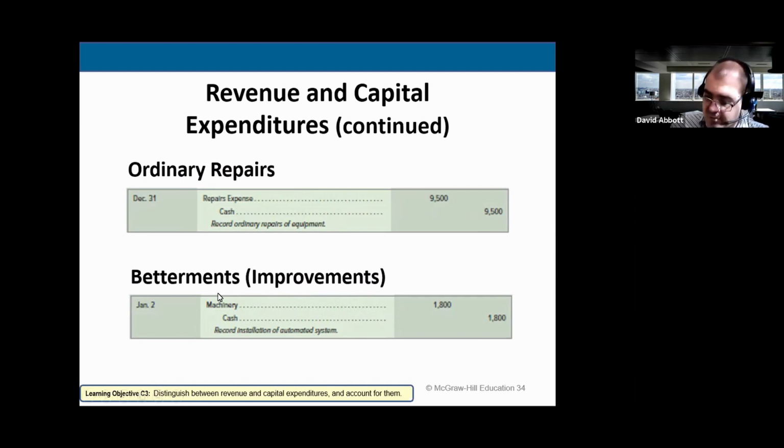Now, betterments, also called improvements, are expenditures that make the plant asset more efficient or productive. Because a betterment benefits future periods, it is debited to the asset account as a capital expenditure. The new book value less salvage value is then depreciated over the asset's remaining useful life. So you would have a debit, for example, to machinery, and then a credit to cash. But it wouldn't be an expense, because it's increasing whatever it is that it was done to.